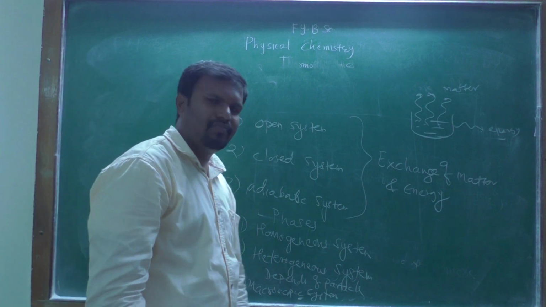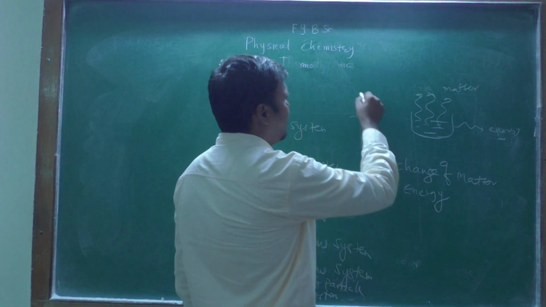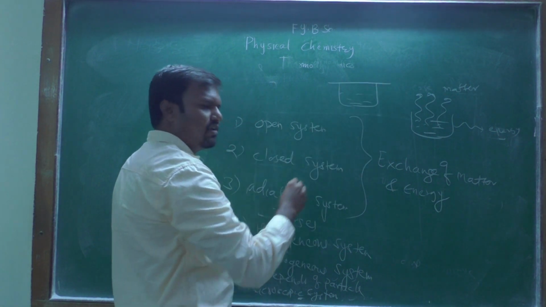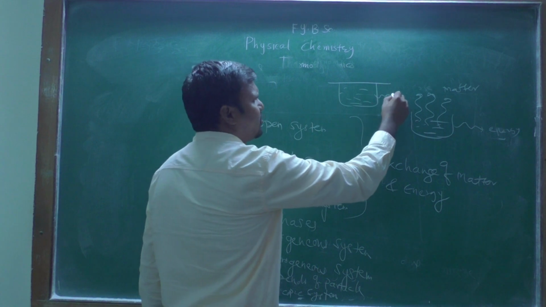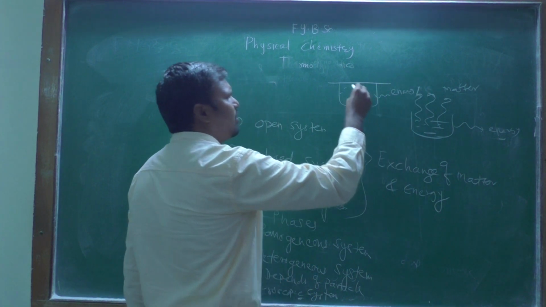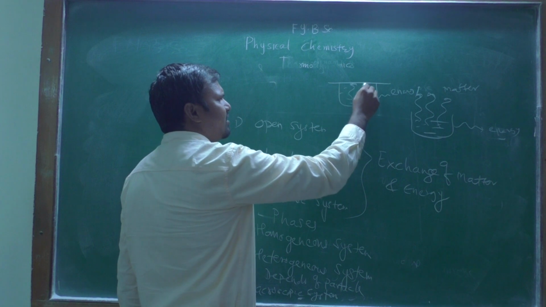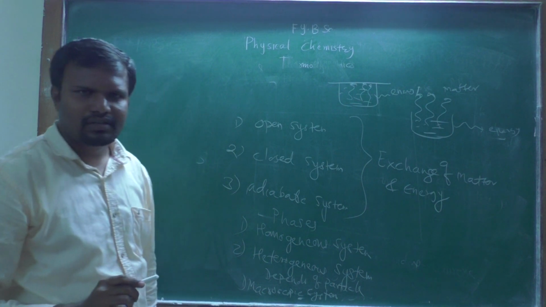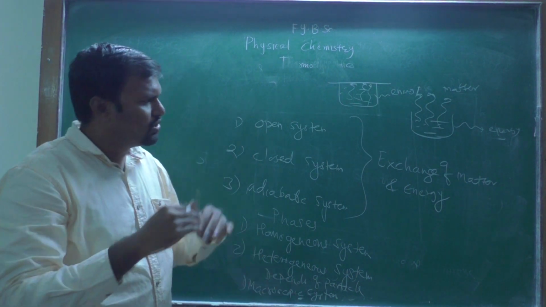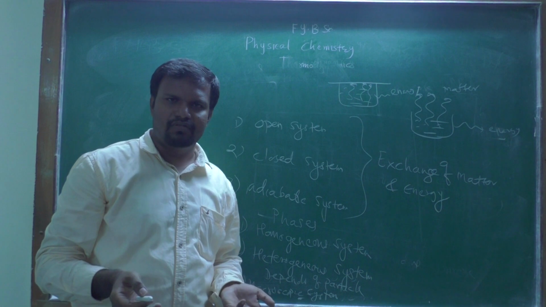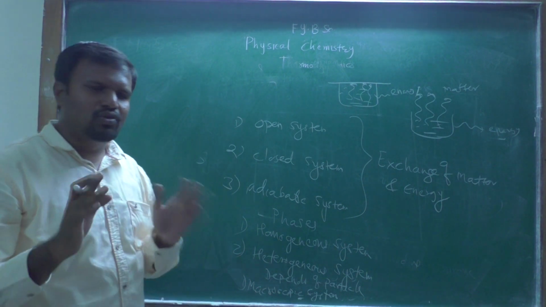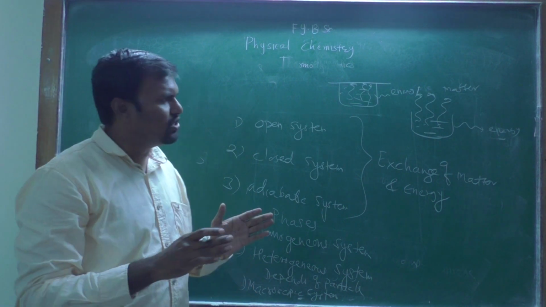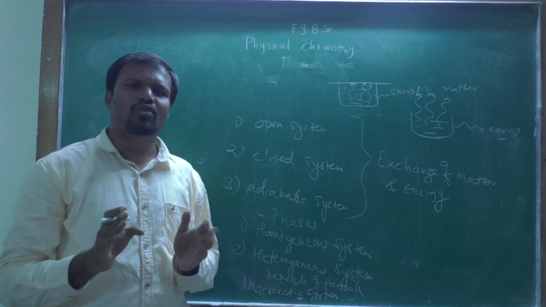The second system is the vessel with boiling water and a lid. It exchanges energy but does not exchange matter. Matter remains entangled within; it does not go outside into the surroundings. In the first system, there is exchange of matter and energy. In the second system, there is only exchange of energy, not matter.